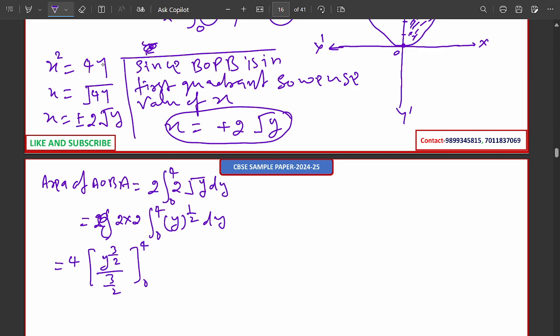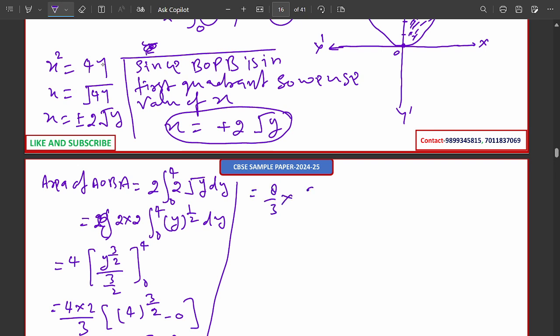So we should apply, this will become 4 multiply 2 over 3 and 4 raised to the power 3 by 2 minus 0. So this is 8 over 3, and for 2 we should write like that: 2 raised to the power 2 multiply 3 over 2. So 2 we should cancel. So this is 8 over 3 multiply 2 raised to the power 3. So this is 8 over 3 multiply 8, 64 over 3.